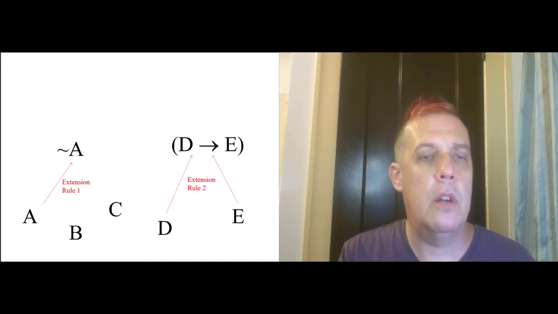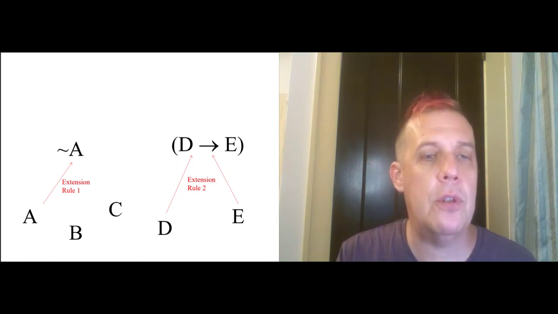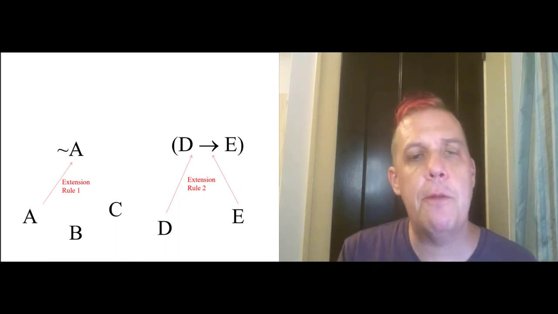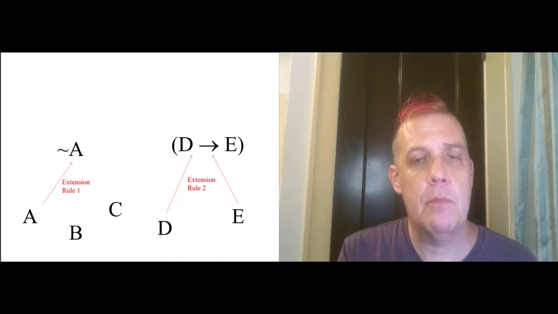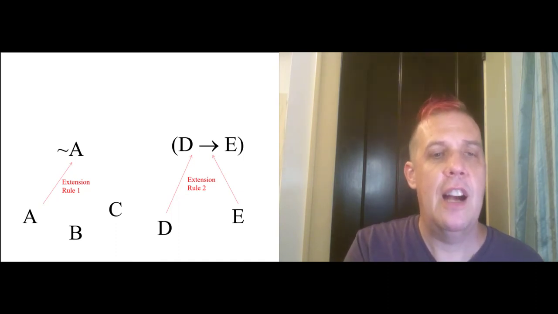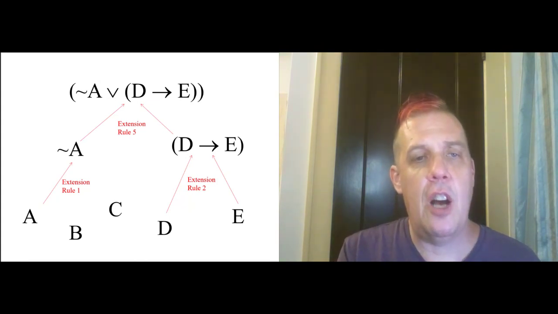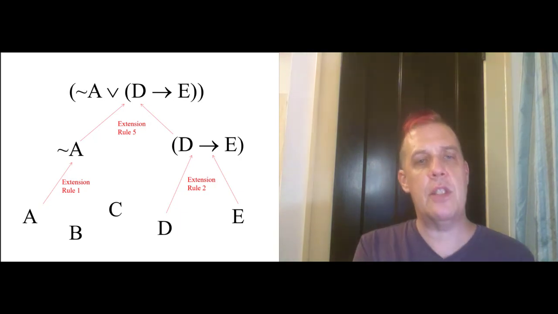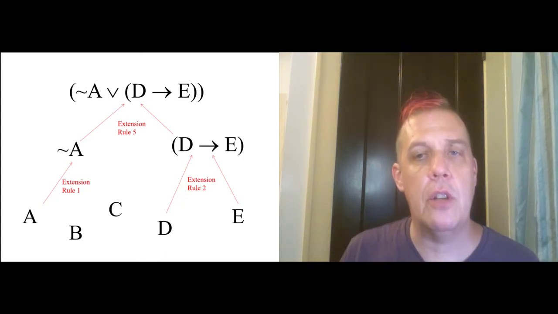It's a level 2 sentence. If level 1 is A, B, C, D, and E, level 2 has not A in it. It also has D implies E, because that's formed out of the things on level 1 using extension rule 2, which lets us put together D and E to get D implies E. Then we can put these two outputs together at a third level, and then we get not A or D implies E. And we know this is a sentence because it has been built up properly out of these underlying elements.